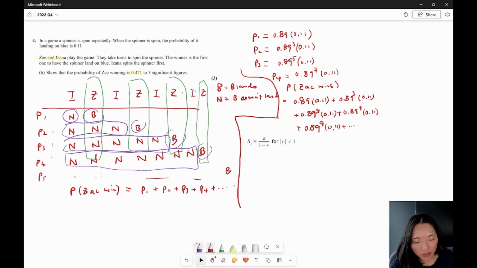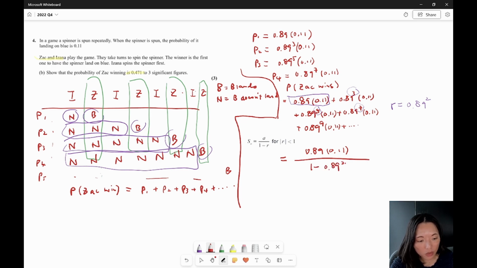Well, we can see that the first term is simply 0.89 times 0.11. But more importantly, we need to check that the common ratio is less than 1, or the absolute value of that is less than 1. What is the common ratio in this series? So that's the first term. 0.89 in the first term, 0.89 to the 3 in the second term, 0.89 to the 5 in the third term, 0.89 to the 7 in the fourth term. So we can say that the common ratio R is 0.89 squared. Therefore, using the formula from the formula booklet, the sum of this geometric series is the first term, which is 0.89 times 0.11, all over 1 minus R, and R is 0.89 squared.